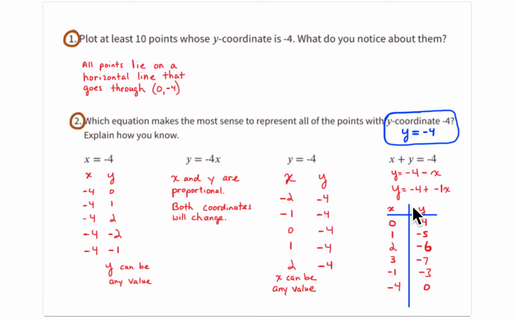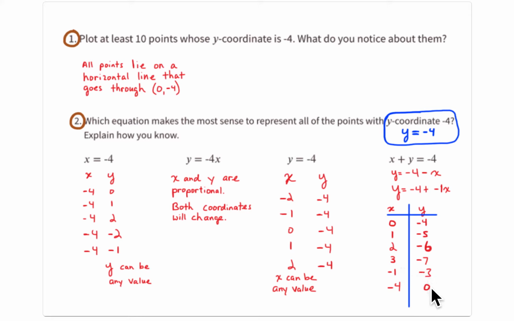But right now, what you can see is that whatever value you choose for x, y is going to change in a way that makes the sum -4. So if I choose 1, what makes that sum -4? 1 plus y, -4, is a -5. -5 plus 1 is -4. -6 plus 2 is -4. -7 plus 3 is -4. -3 plus -1 is -4.